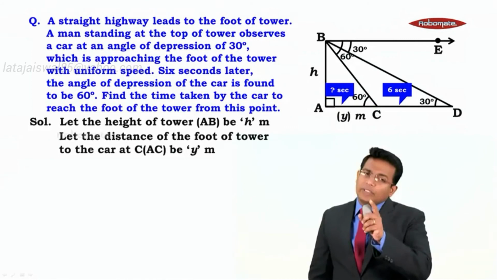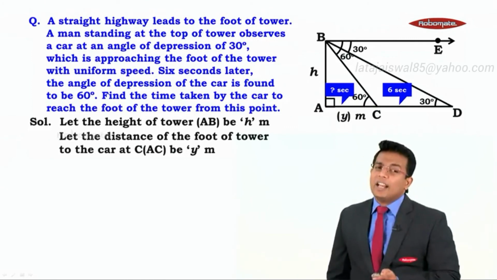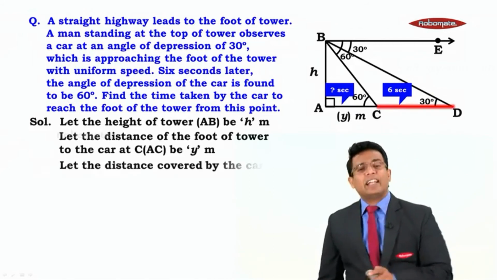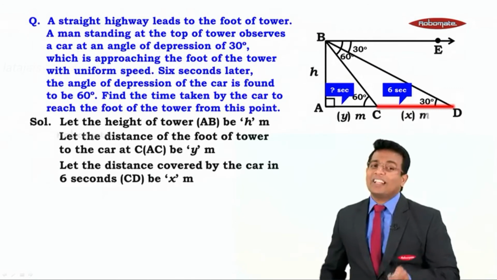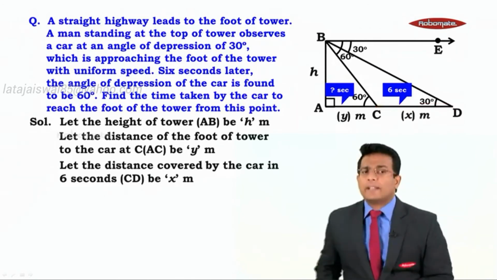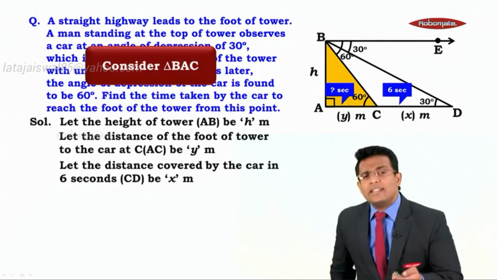And there's one more, that AD. Instead of taking AD, let's say we take that part CD, because that has taken 6 seconds. So, let's represent that distance as X meters, and that is the distance which was covered in 6 seconds. So, now that we have written this much in the sum, we have a right angle triangle. So, observe that right angle triangle. It's very easy.